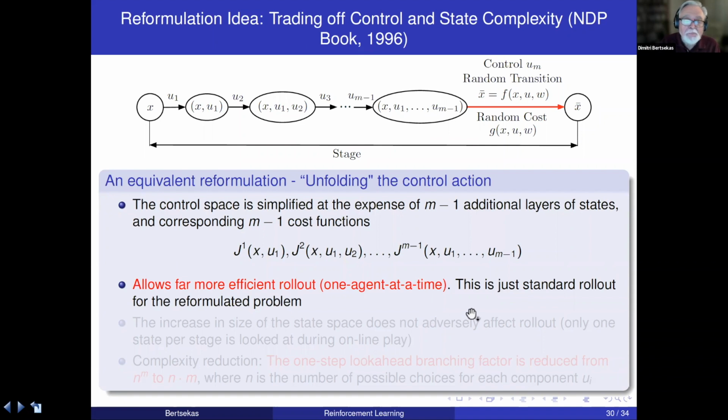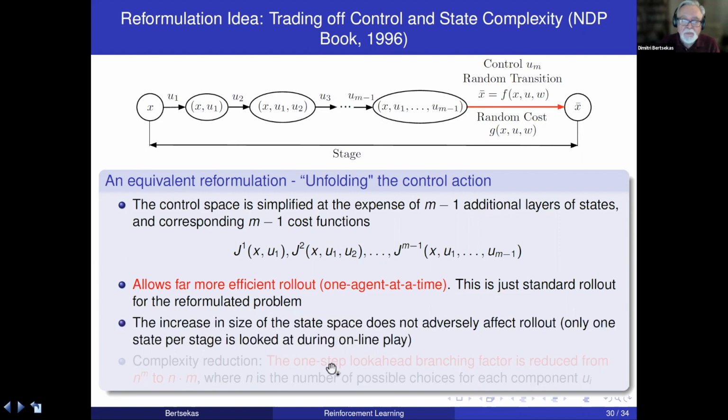So we can use rollout, whereby at a given state like that, we know the current state because they are the previous controls that we have applied, and we use a base policy to assume values for the future controls. That's what rollout does. And in this way, we can do calculations only one control component at a time. So that's what I'm saying here. The increase in size of the state space does not adversely affect rollout. Only one stage per stage is looked at during online play.